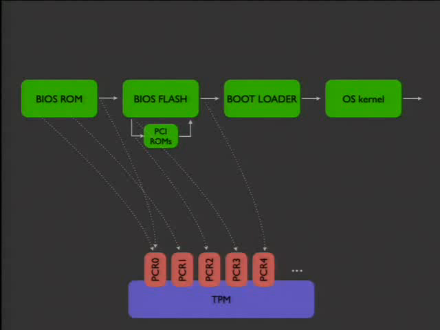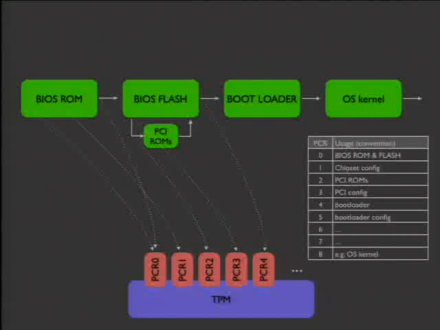This is the convention. By convention, PCR 0 is used for CRTM and flash measurement. 1 is for chipset config. 2 is for optional ROMs. PCI config, PCI devices config. PCR 4 is for the bootloader, etc. This is just a convention.